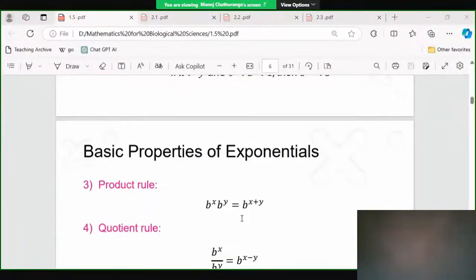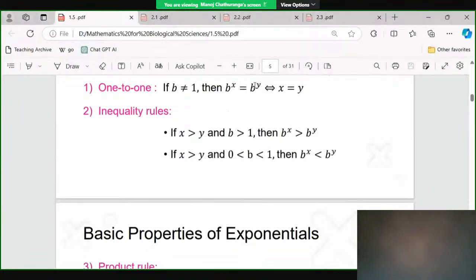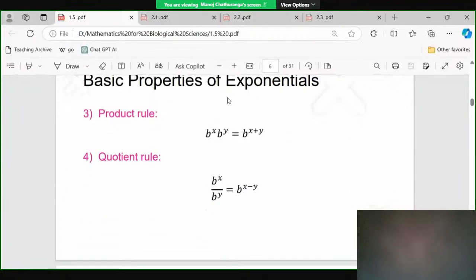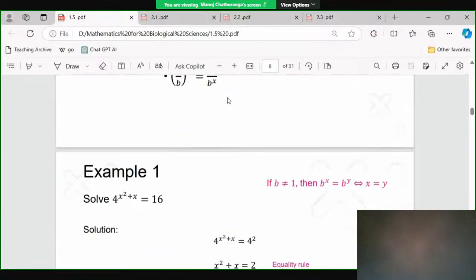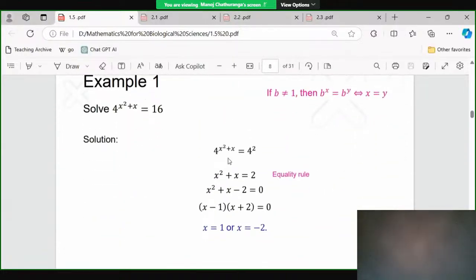So yeah, we are using the one-to-oneness property. We wrote 16 as 4 to the power 2. Now, when we have the same base, exponents must be equal. So x squared plus x equals 2. Now, we are back on track with these familiar quadratic equations, and maybe simple linear equations depending on the exponents. So now solve this equation for x, and here you get two solutions.